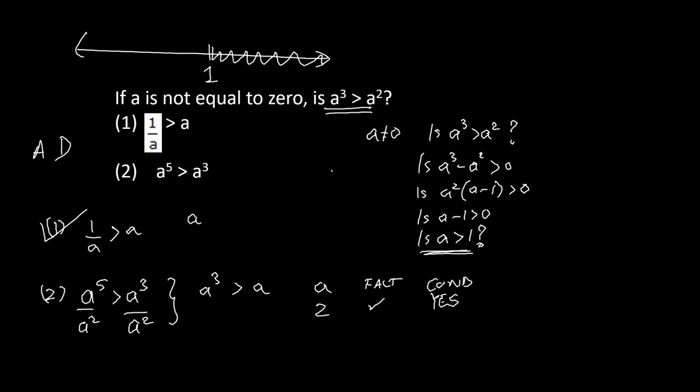Now what I have to do is find a no. I have to find something that satisfies the fact and gives me a no. What number where A cube is greater than A, but A cube is not greater than A square? That is a negative fraction. So if I say A is negative 0.5, negative 0.5 cube is greater than negative 0.5. But negative 0.5 cube is not greater than negative 0.5 square, because this turns out to be positive then. So that is a no. This is not sufficient, and A is my answer.